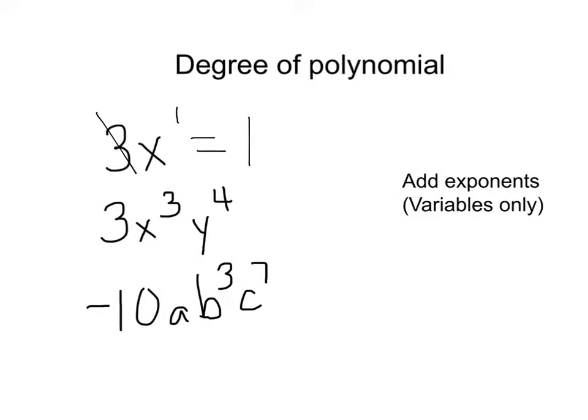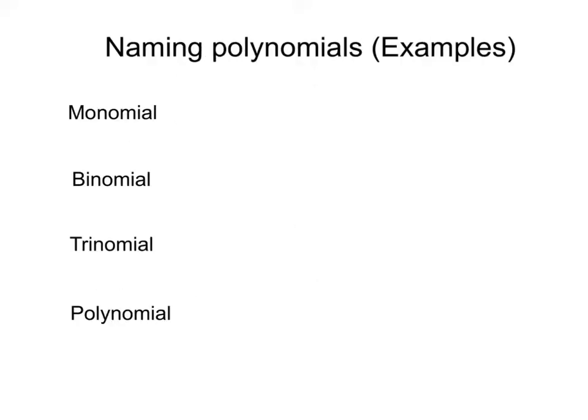For our second one, remember the 3 doesn't count because it's not a variable. And we're going to add our exponents. So we're going to take the 3 plus the 4, which is 7. And for the third one, the -10 doesn't count because, again, it's not a variable. And remember, for the a, if there's not an exponent up there, there's a 1. Then we're going to take 1 plus 3 plus 7, which equals 11. And for the degree of polynomials, we won't see these much in class, but make sure to write this down because it will be on your test.